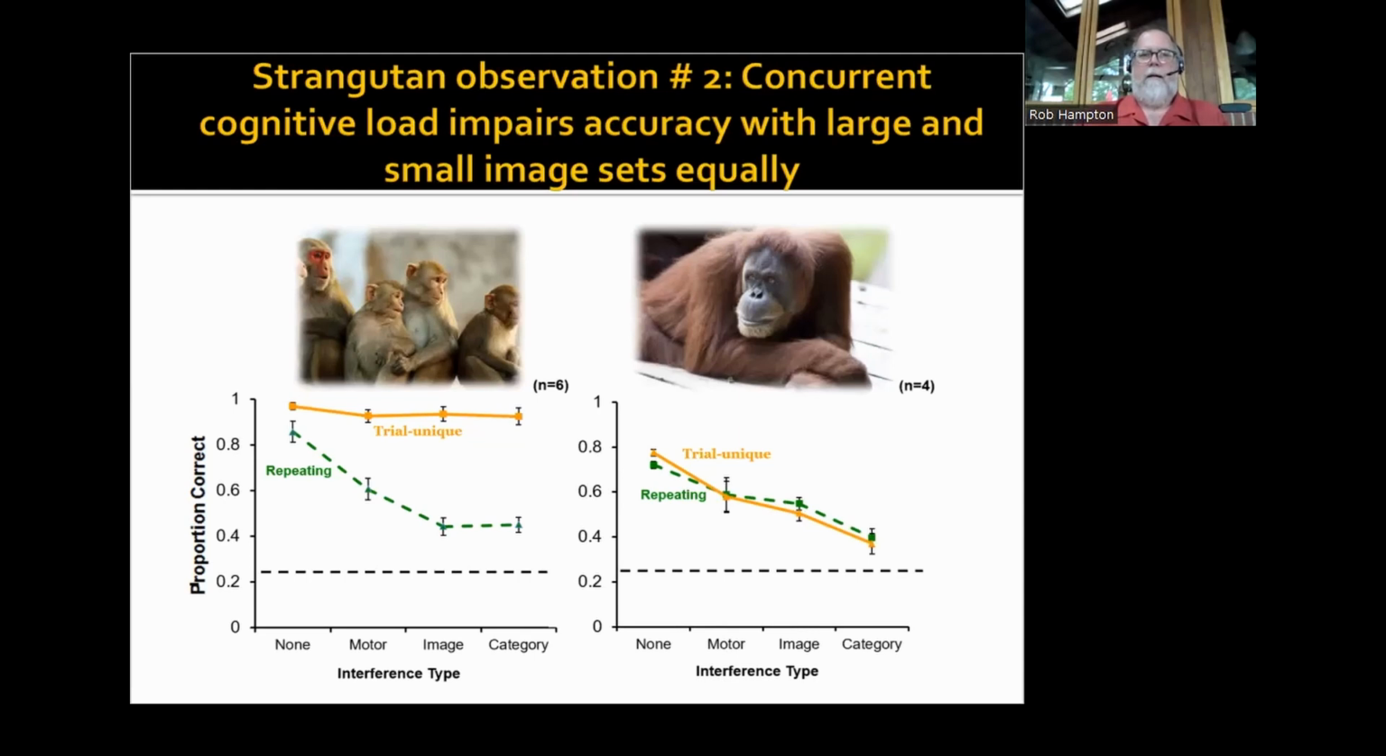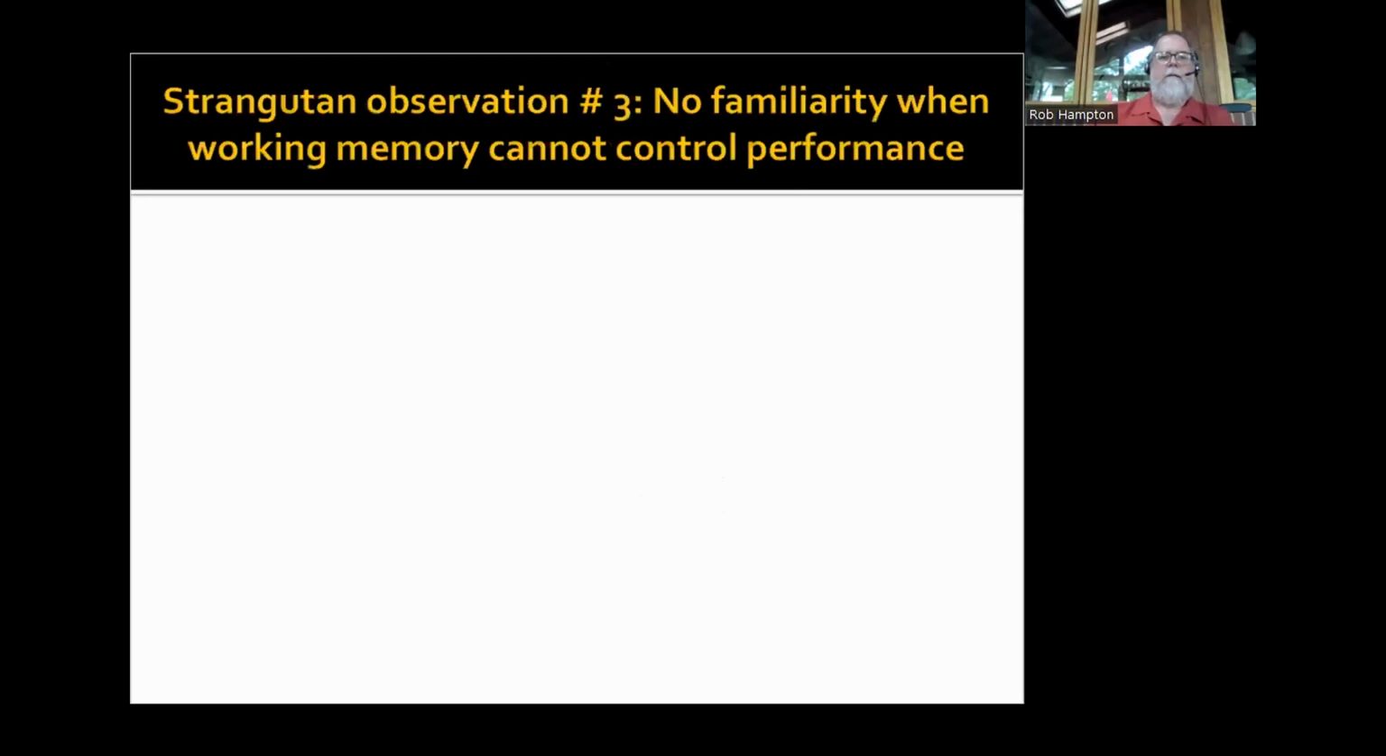Let's give them a test that you can't possibly solve using working memory, and see if then the reliance on a familiarity signal will come out. So Ryan developed this novel task that can only be solved by familiarity. At least we don't think it can be solved by working memory.